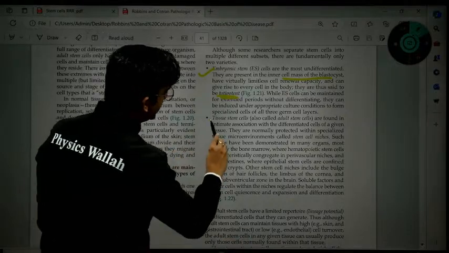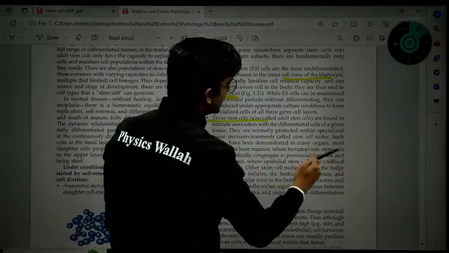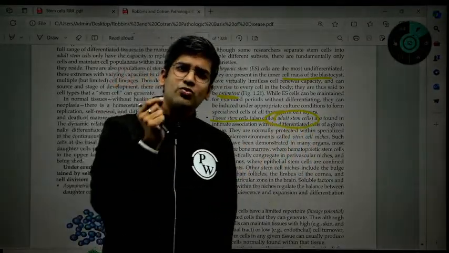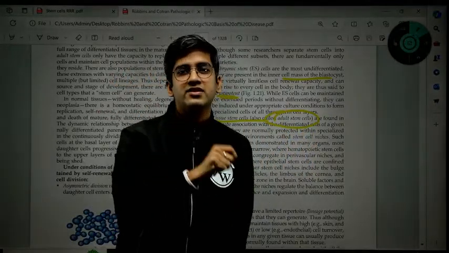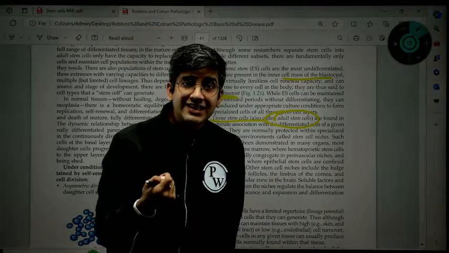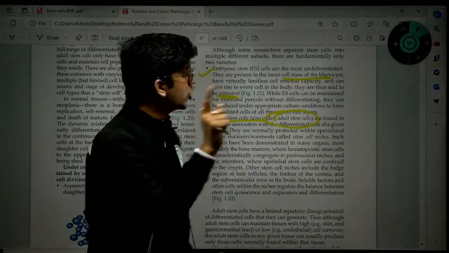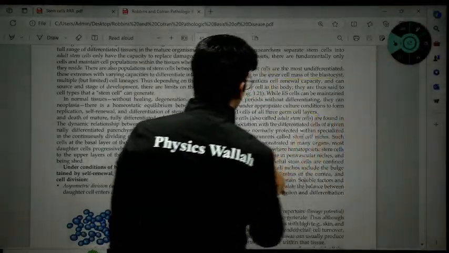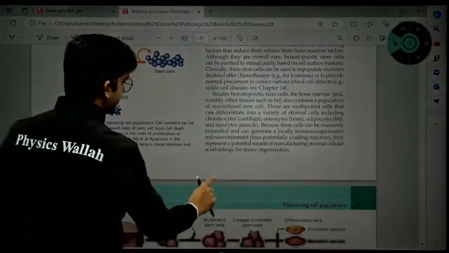And then comes my tissue stem cells. Tissue stem cells are your adult stem cells. Adult stem cells will give rise to only RBC if it is an RBC stem cell. It will give rise to only skin if it is a skin stem cell, right? Robbins also has the same types of stem cell in the form of an image. Like I said, everything is pictorially represented in Robbins beautifully.